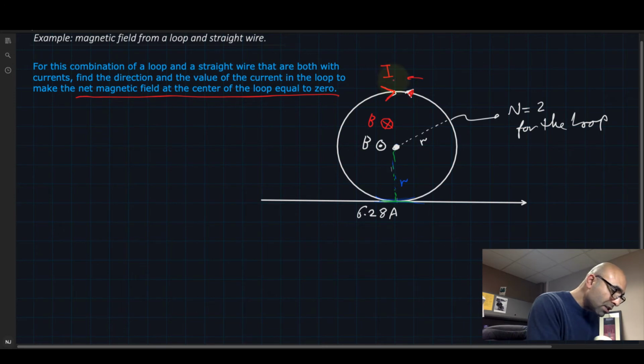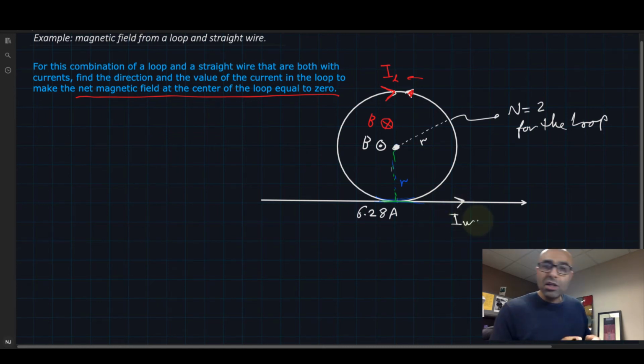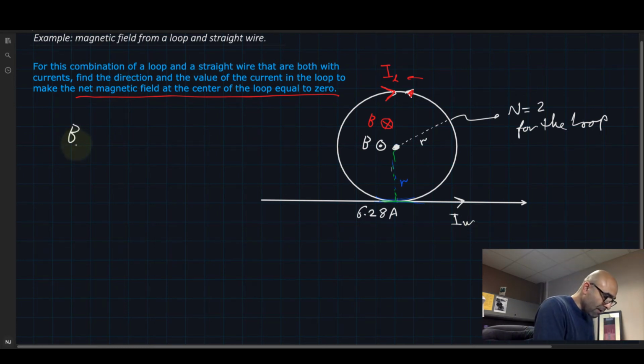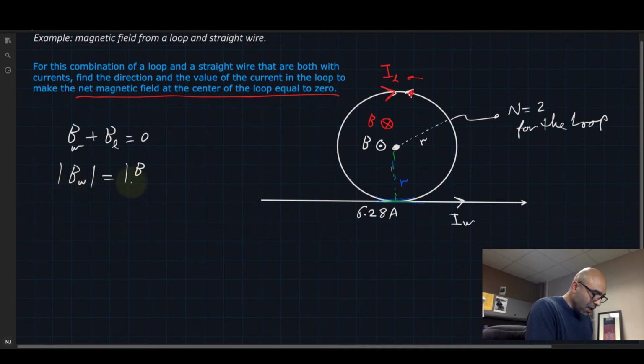I'm going to call the current in the loop IL, and I'm going to call the current in the straight wire IW, just to distinguish between the two. Now we established that B at the center, B coming from the wire and B coming from the loop, must add up to 0. Or we can say B from the wire as a value must be equal to B from the loop as a value, because we already established the direction. We don't have to worry about that anymore.